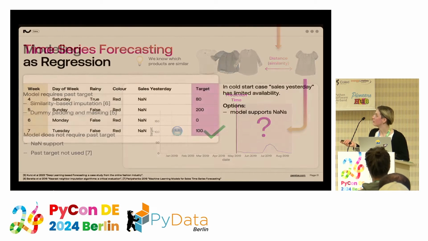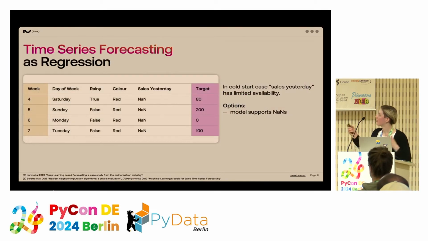To illustrate it better, let's look at this example with a tabular representation of the data. So we have a target which we want to forecast. We have the time dimension. This is the number of the week. We have some features like day of week, what the weather was, which color the product has. It doesn't change because it's a static covariate. And then we have these sales yesterday. It can also be sales 2 days ago, sales 1 week ago, and so on. This is also what we call lag.